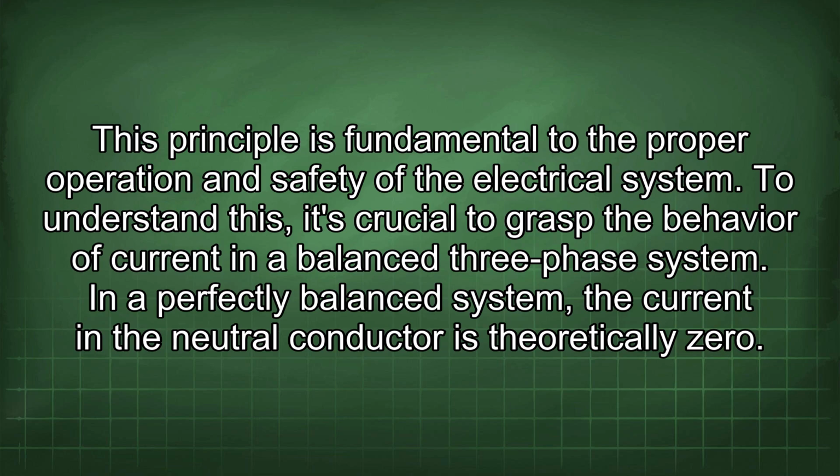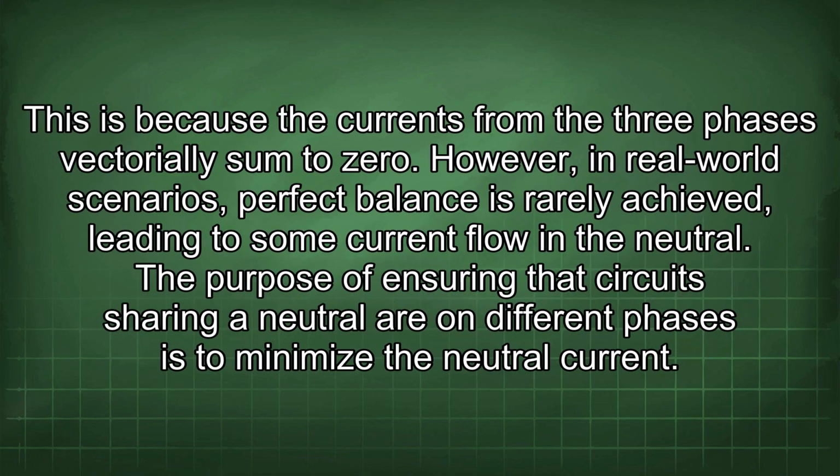To understand this, it's crucial to grasp the behavior of current in a balanced three-phase system. In a perfectly balanced system, the current in the neutral conductor is theoretically zero. This is because the currents from the three phases vectorially sum to zero. However, in real-world scenarios, perfect balance is rarely achieved, leading to some current flow in the neutral.